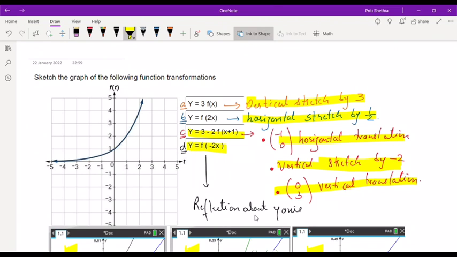Last part of the question now, when you have y is equal to f of -2x. Now this is a reflection about the y-axis. Now see, understand question B and D. B is y is equal to f of 2x. D is y is equal to f of -2x. The only difference is the sign.